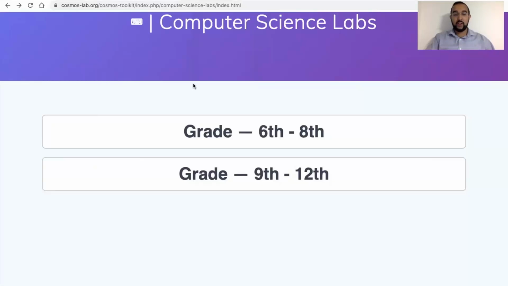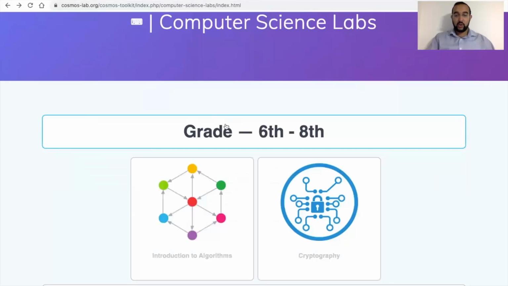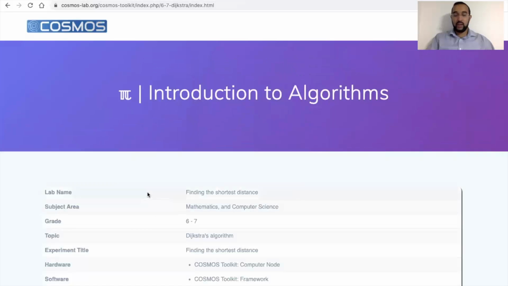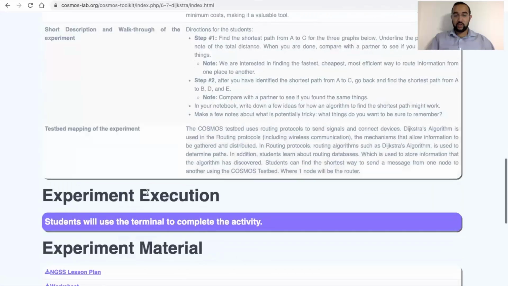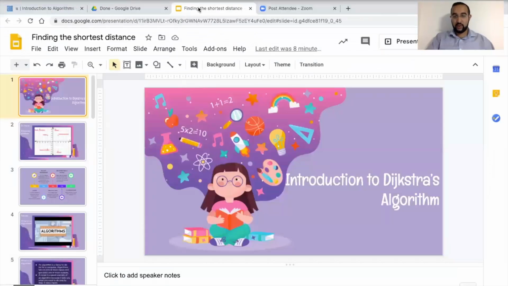So today's experiment, I'm just going to introduce the PowerPoint that introduces Dijkstra's algorithm to your student. The way you access this PowerPoint is by clicking on Computer Science from your COSMOS Toolkit, going into 6th and 8th grade, clicking on Introduction to Algorithm, and all the documents related to this experiment are online, including this PowerPoint. So let's talk about this PowerPoint.